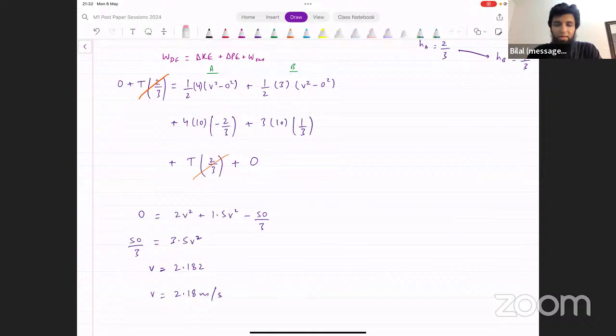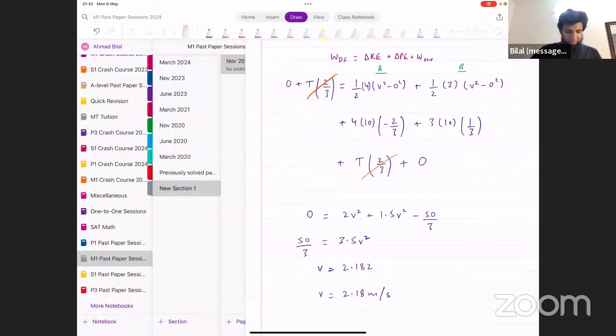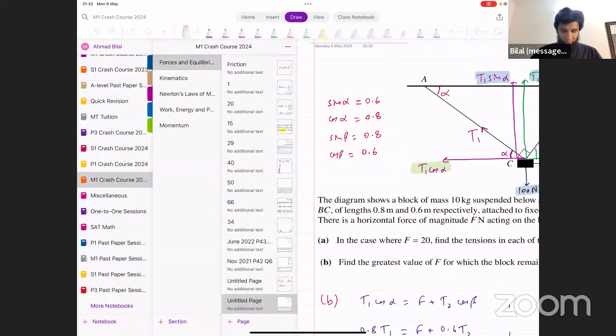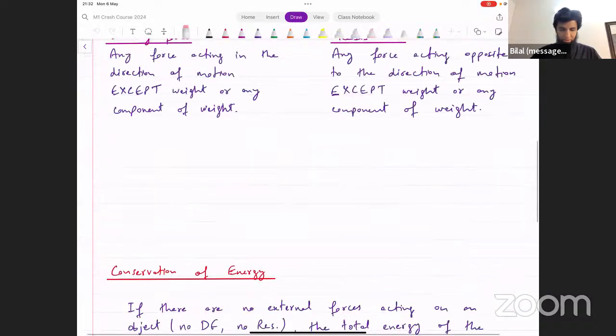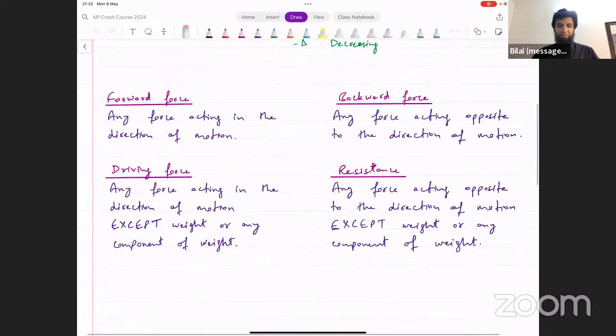Weight is only considered when you're using Newton's second law of motion. So let me actually show that to you as well. This is M1, work energy power. And yeah, should be here. Yeah. So remember these definitions.